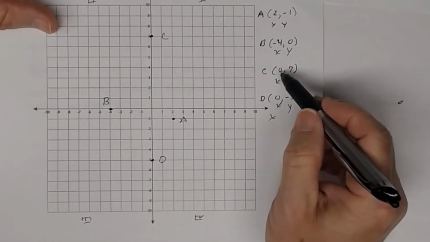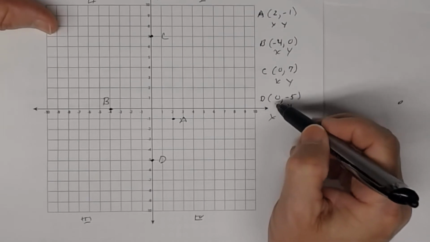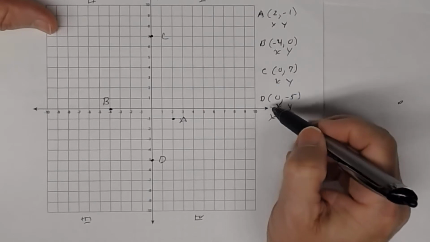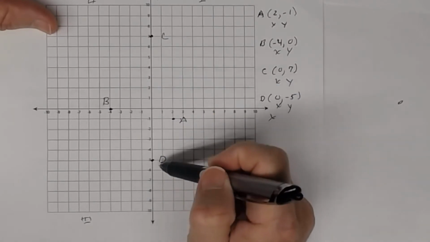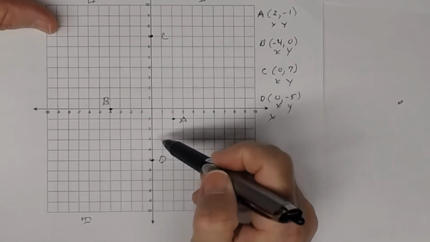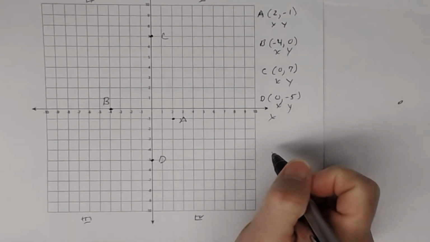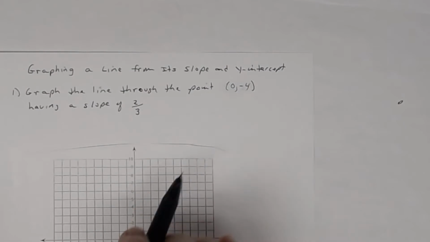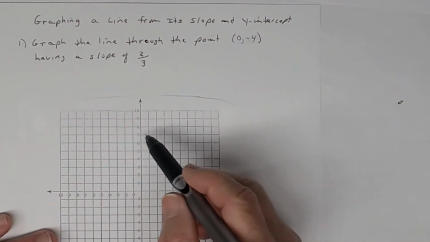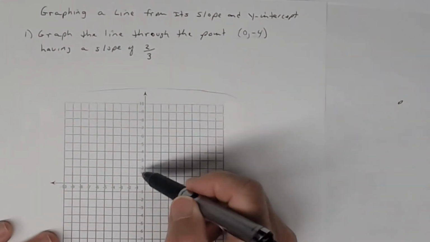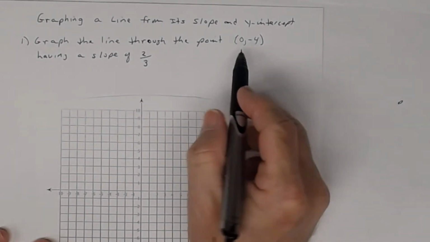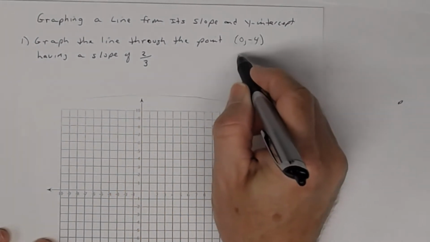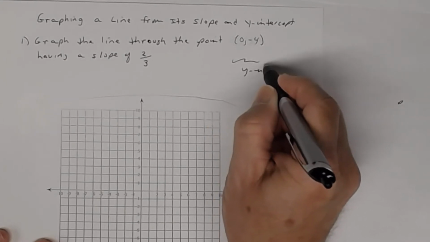The point is this. Whenever you have the x-coordinate being 0, that point is going to lie on the y-axis. That's going to take us to the idea of the y-intercept. The y-intercept is the point on the graph where it crosses the y-axis. And notice this point right here happens to be the y-intercept.